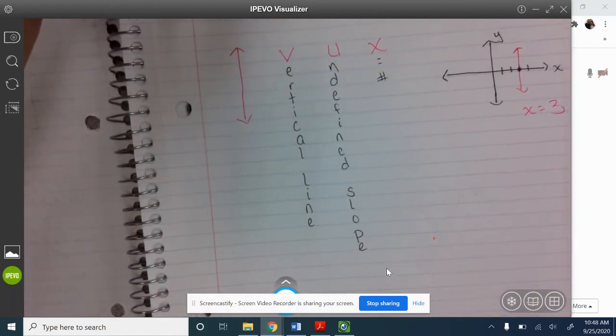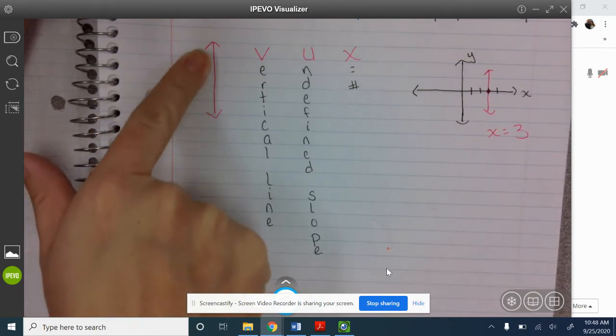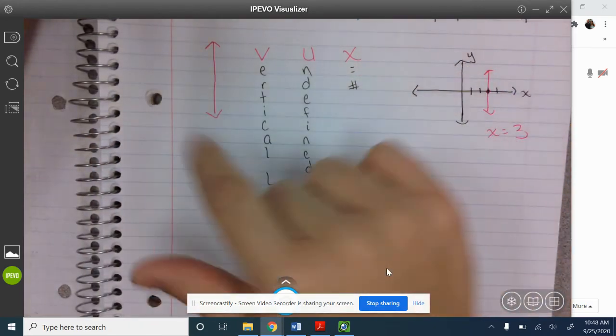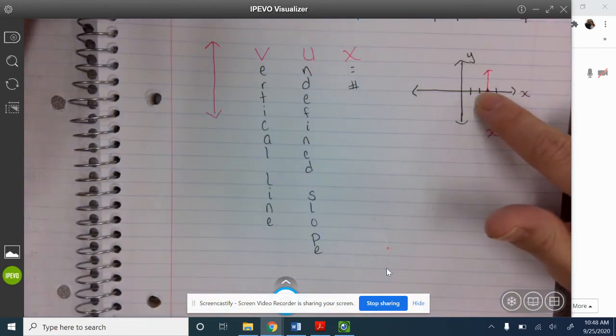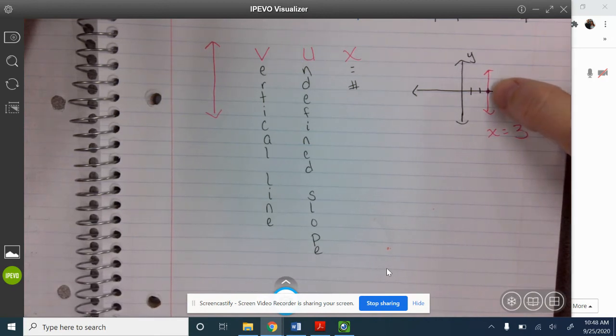A vertical line is straight up and down. It has an undefined slope. So your x is going to be your number this time. So on my graph right here, if I go over to 3 and put a dot, and my equation is x equals 3, I'm going to draw a vertical line everywhere that x equals 3.